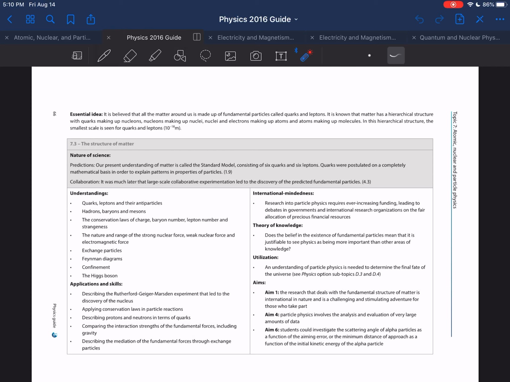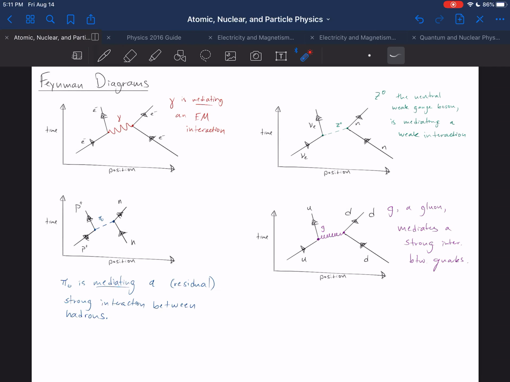Hello everyone. In this video, we will continue to examine topic 7.3, the structure of matter, and in particular, we will continue to unpack some Feynman diagrams. Alright, so here we have a selection of Feynman diagrams, just to get a sense of the variety, and then we'll go through the interactions one by one. But take a look at this.